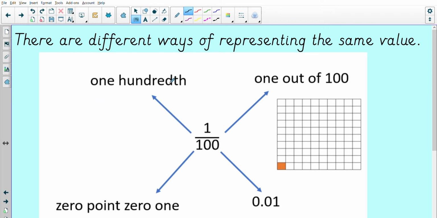Quickly, 1 hundredth as a fraction can be represented in so many different ways. It's got the same value, 1 out of 100. This is a diagram showing 1 out of 100. Here are the words saying 1 out of 100. It's 1 hundredth, so the place value is 0.01. It's the same meaning, it's just words. These are all different ways of representing the same value. So that's why we need to be able to convert from one to another.